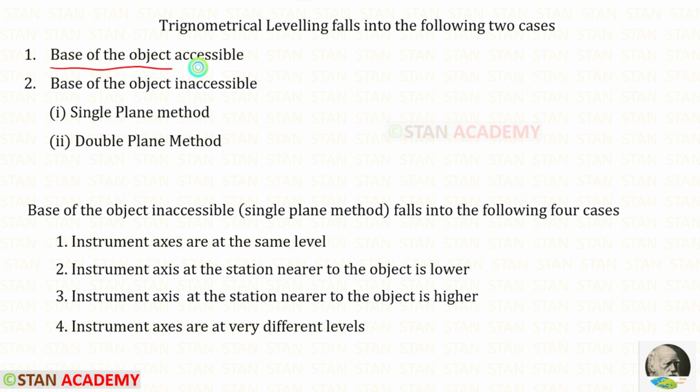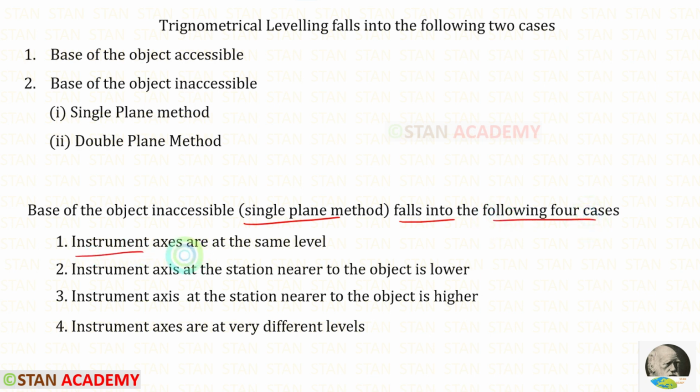In the base of the object accessible method, there was only one station, but in the base of the object inaccessible method, there will be two stations. The base of the object inaccessible method has two subdivisions, single plane method and double plane method. The single plane method falls into the following four cases.